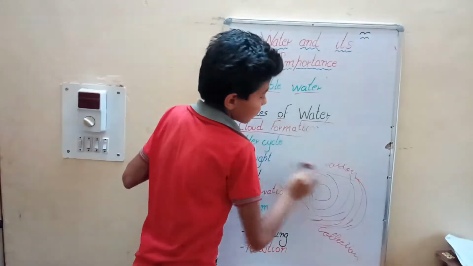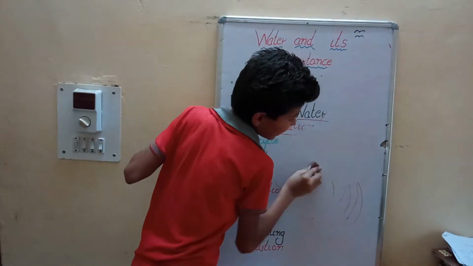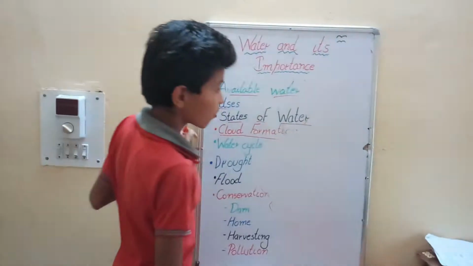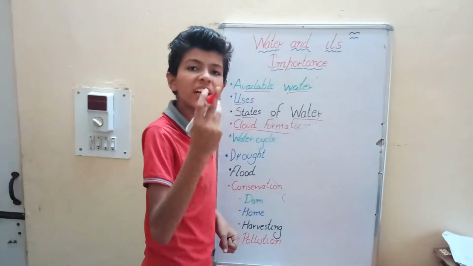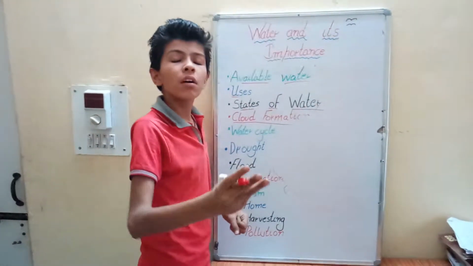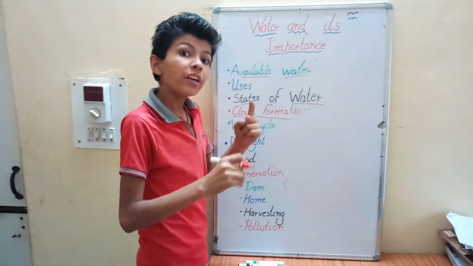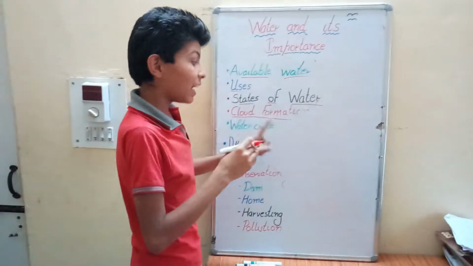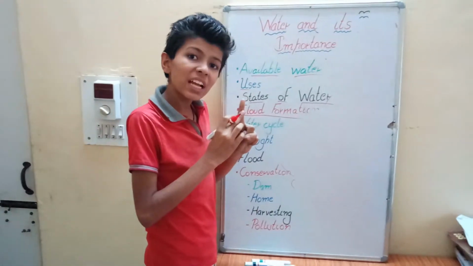The important elements of the water cycle are evaporation, condensation, precipitation, collection and transpiration. What is transpiration?